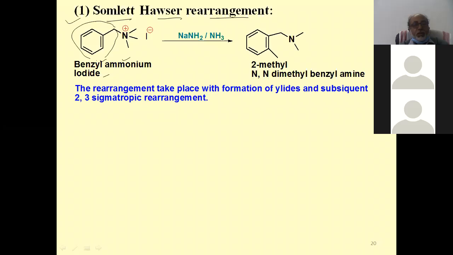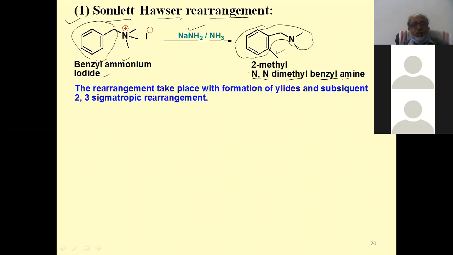This is your ammonium salt, benzyl trimethyl ammonium iodide. When you heat this with NaNH2, which is a strong base, it rearranges to 2-methyl, N,N-dimethyl benzylamine. This is your N,N-dimethyl benzylamine. So this rearrangement, and why are we studying this one?